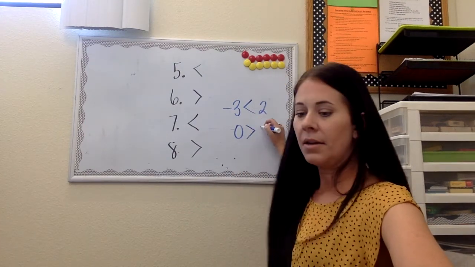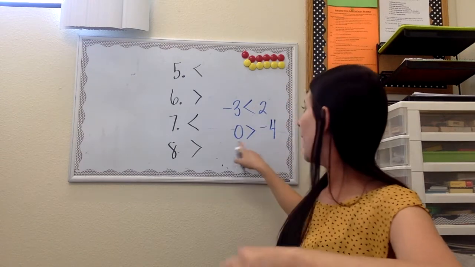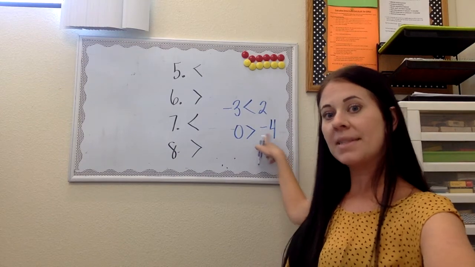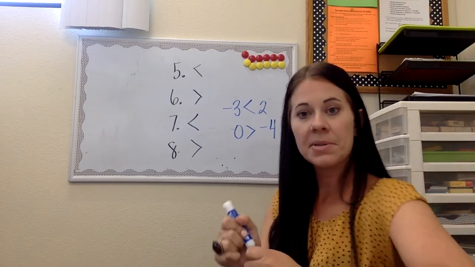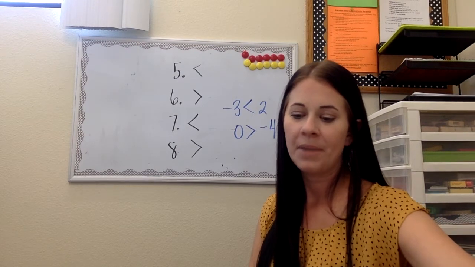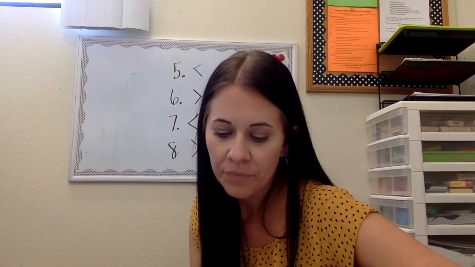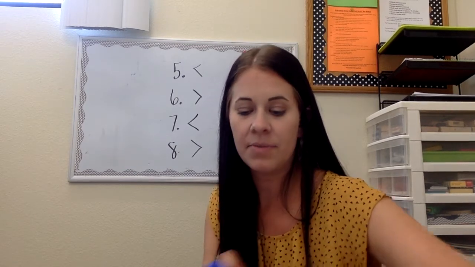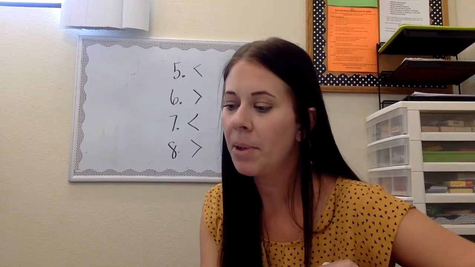It is greater than -4. I would rather have $0 than to owe someone $4, because that's another way of thinking about negative numbers. It might be something you owe someone. Okay? Okay. I'm going to skip number 10. Hopefully you answer it. Something that we could discuss at a red track meeting. We're going to go to number 11.